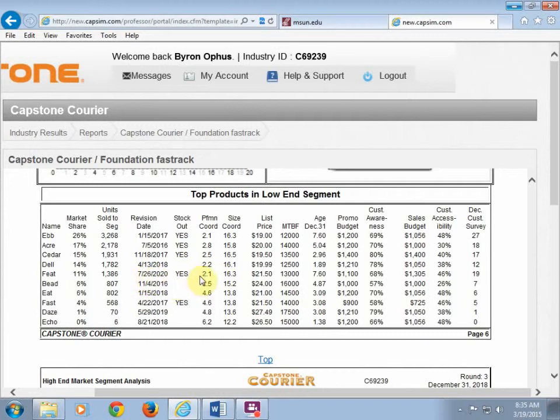99% sure that low potential is due to the price. I'm not sure where they're sitting otherwise. Coordinates don't look that far off. Age isn't that bad really, because look, here's a product that sold quite a bit more. A couple of them sold quite a bit more that had much lower ages, that their ages were a lot further away from the optimum, and yet they sold a lot more. So.